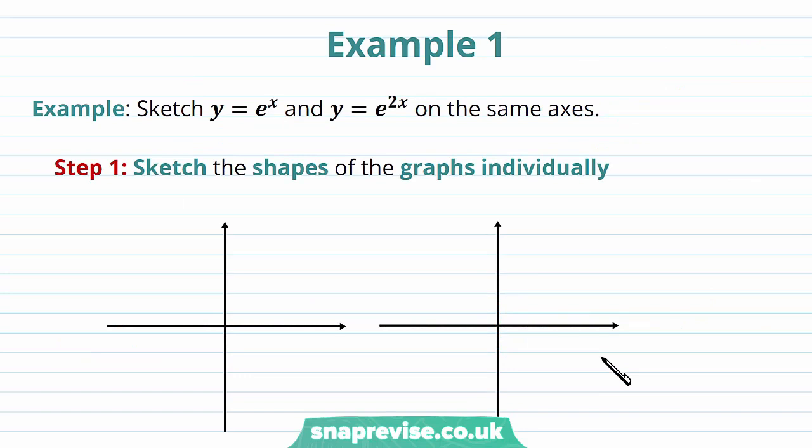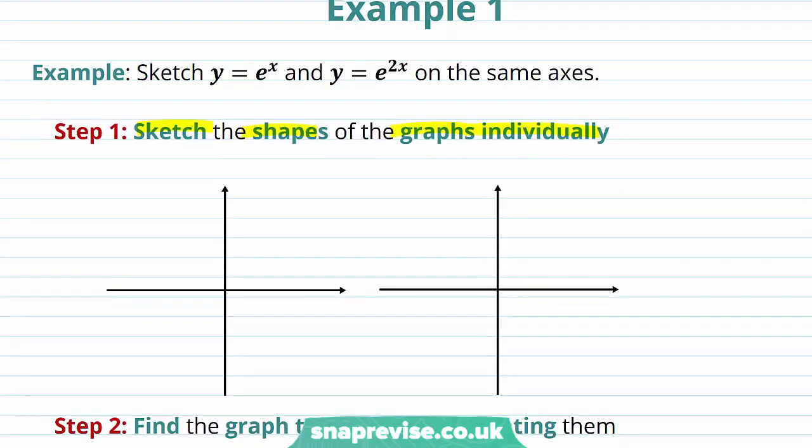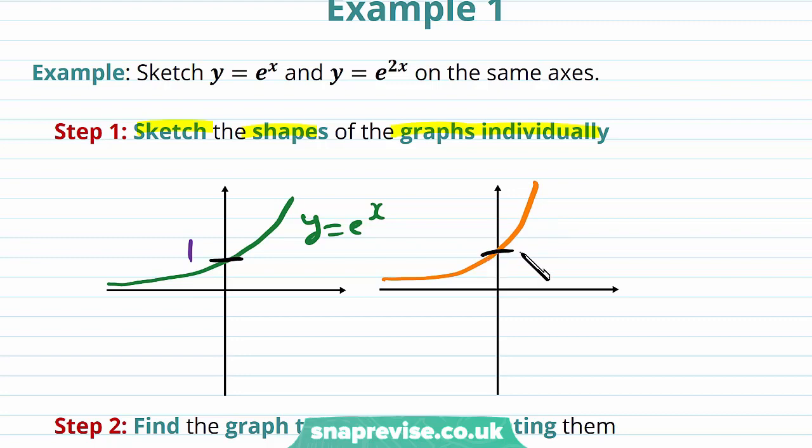Our first example asks us to sketch y equals e to the x and y equals e to the 2x on the same axes. Our first step is to sketch the shapes of the graphs individually. They have around the same shape, except e to the 2x is steeper. So we have this for y equals e to the x. Again, it passes through 1 as always. And then we have this for y equals e to the 2x. Again, passing through 1.